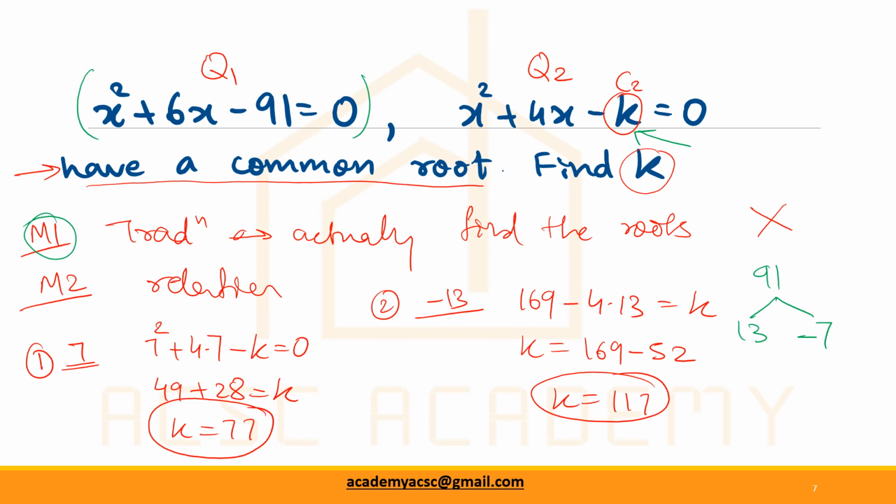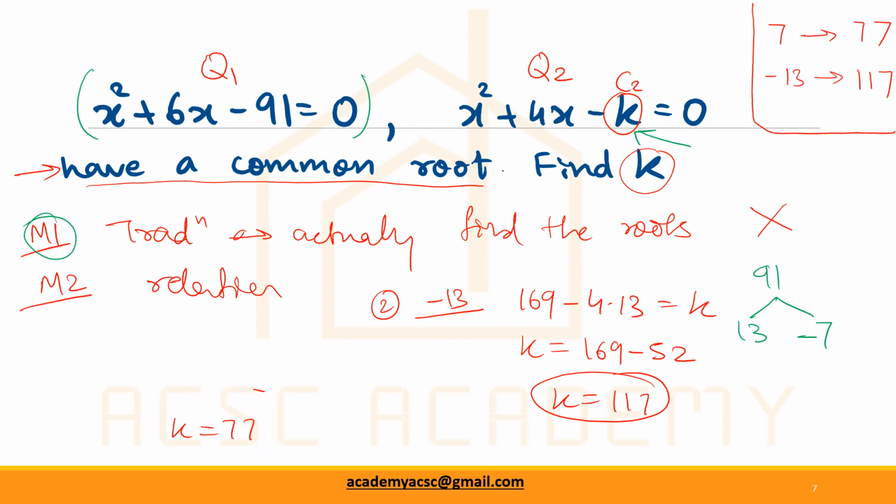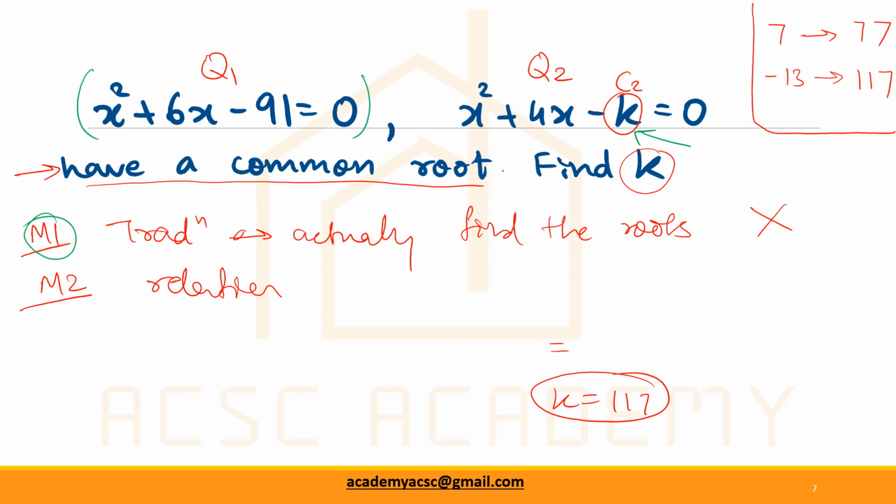Should we apply the completing the square method on Q2 and then check if we can get something? Let us try doing that as well, and we will note down these results over here. For 7 as the common root, the value of k is 77, and for minus 13 as the common root, the value of k will be 117. So now we will apply the completing square method on Q2 to find out its roots in terms of k, to see if we can get something from that.